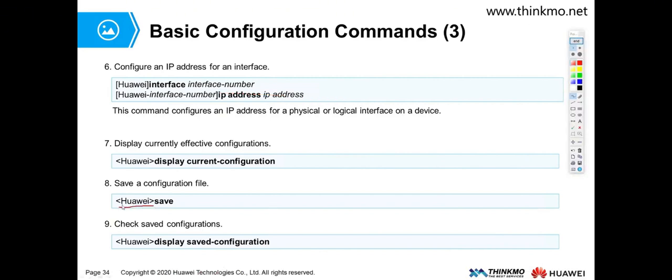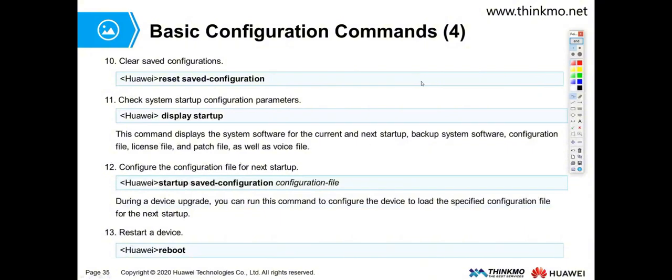If you want to save the configuration, be sure to remember that it is saved under the user view, and it cannot be saved under the system view. It is a requirement of the protocol. If you are not satisfied with what you have saved, you can also use reset to clear our saved configuration. If we want to display the current and next startup system files, backup startup files, license files, patch files and voice files, you can use this command to display a series of items.